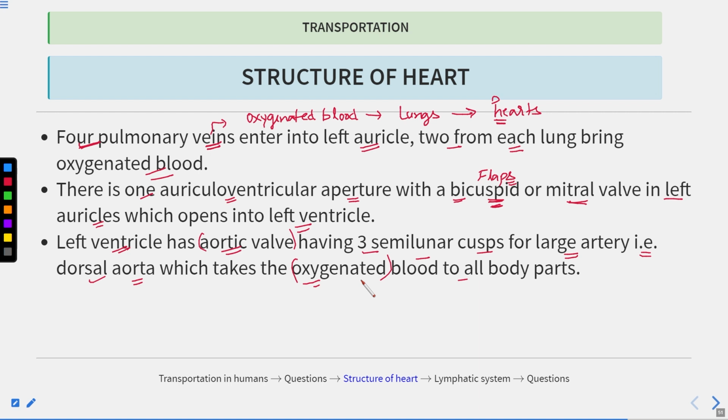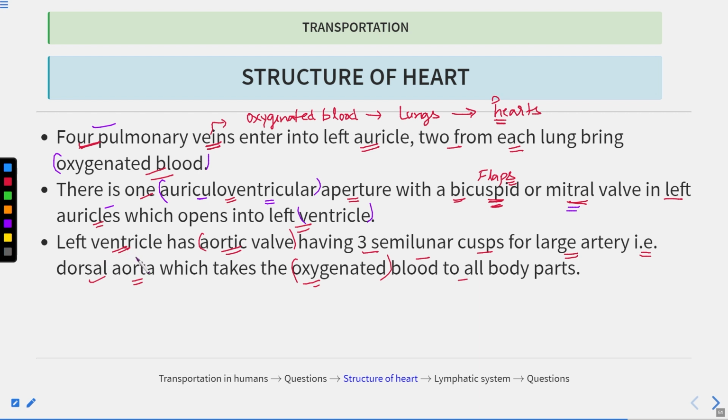So this is clear. One thing you have to remember here: there are four pulmonary veins, okay, two from each lung. So the pulmonary vein carries the oxygenated blood. Okay, then there is one auriculoventricular aperture. Auriculo means auricle, and ventricular means the ventricle. So there is an aperture which has this valve, the bicuspid valve, also known as the mitral valve, in the left auricle, which opens into the ventricle. So this aperture is known as the auriculoventricular aperture.